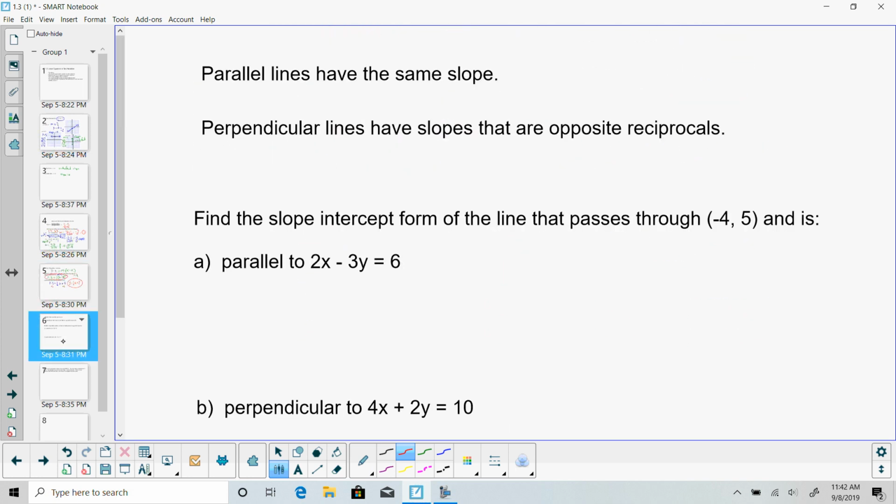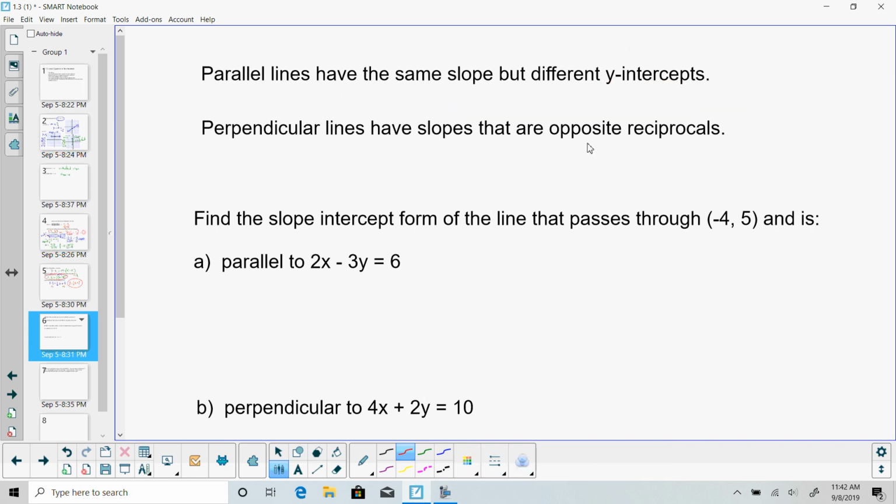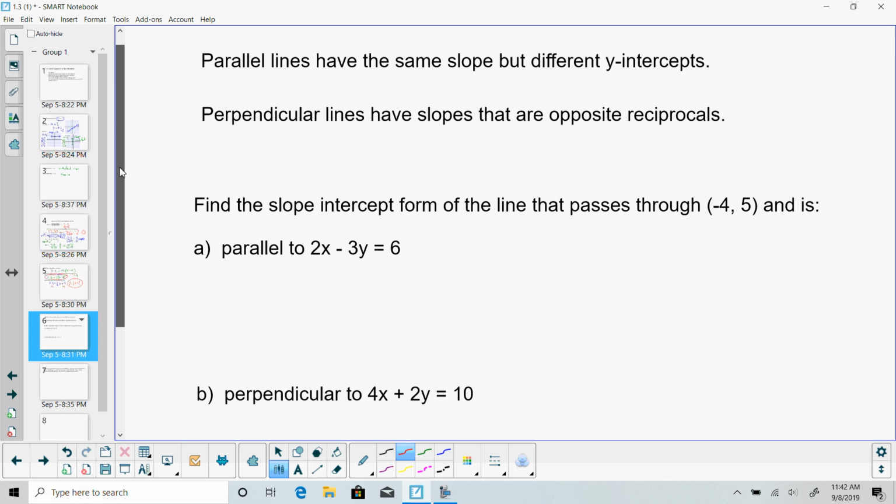All right, let's talk about parallel lines. Parallel lines have the same slope, and I could actually add to that definition a little bit and say parallel lines have the same slope but different y-intercepts, whereas perpendicular lines have slopes that are opposite reciprocals, and their y-intercepts may be different, they may be the same, doesn't matter, but their slopes are opposite reciprocals. So let's use those ideas to do this first example.